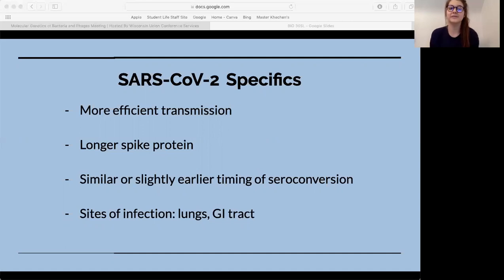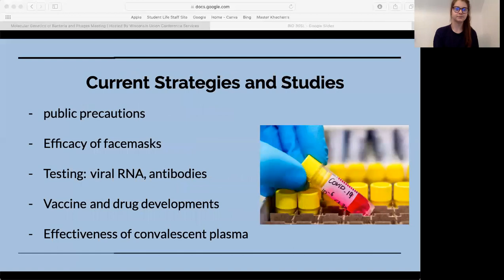And then sites of infection, this isn't really a difference, but it's more of a specific with the current coronavirus, that the sites of infection are only pulmonary and the GI tract, while those of other SARS viruses also include the upper respiratory tract, and sometimes, although rarely, the central nervous system.